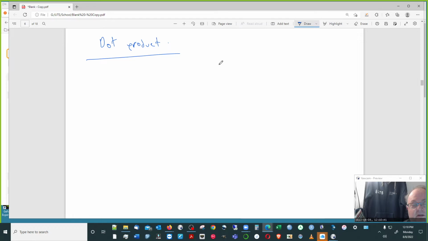Okay, so the dot product tells you the degree to which two vectors are pointing in the same direction. Okay, so that's all it does. It just tells you to what degree these two vectors are pointing together. Okay, so that's all it's saying. It's an indicator of the degree to which they're pointing together.